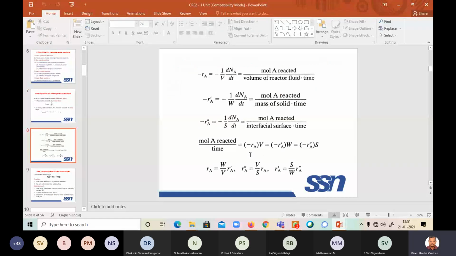If there is a heterogeneous reaction, you can write the rate like this: 1 by V, where V is the volume of the reactor. We know this: minus RA is minus 1 by V into dNA by dt. NA by V, V is constant, therefore it becomes CA. In the homogeneous case itself, we got it. But if there is a heterogeneous reaction, instead of V, W can come, that is the mass of the solid taking part in the reaction, or catalyst, or S can come. S is nothing but the interfacial surface area.